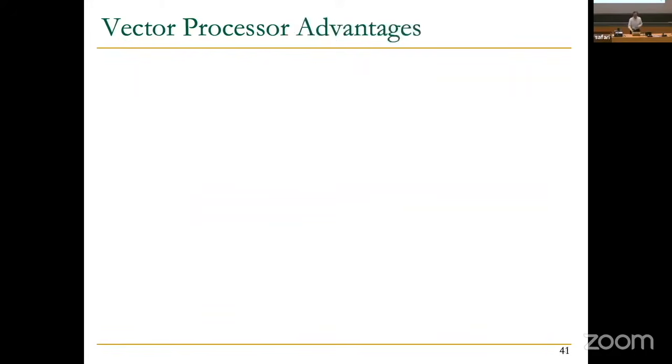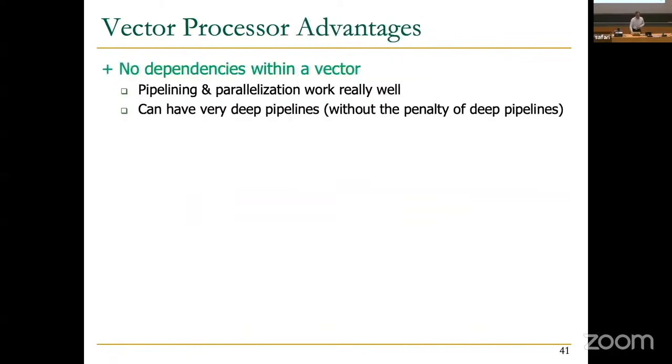So what are the advantages of vector processors? Essentially, the lack of dependencies within a vector enables pipelining and parallelization. Pipelining is in time, if you will, and parallelization is in space. So you can do array processing as well as vector processing, which is nice. And you can have very deep pipelines without the penalty of deep pipelines, except for the sequencing overhead and the hardware overhead. I'm ignoring that, but the other performance penalty, like flushing the pipeline, you don't need to do.